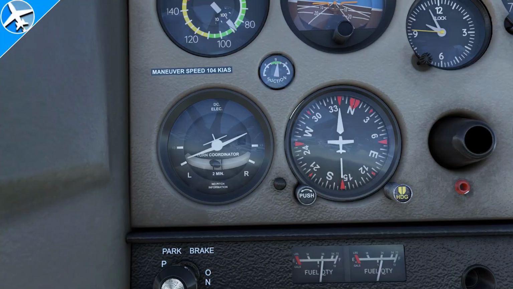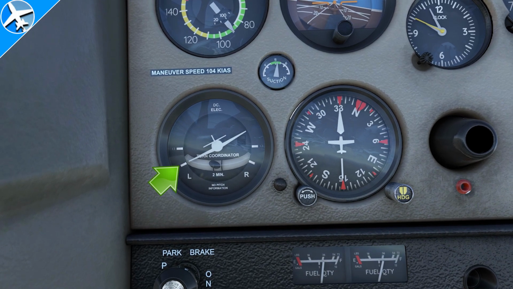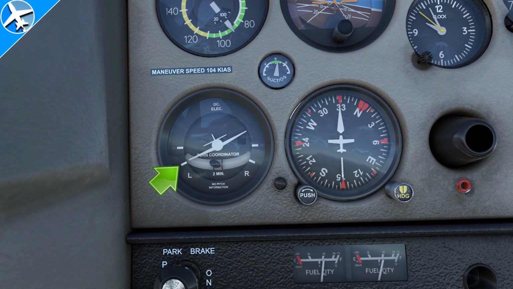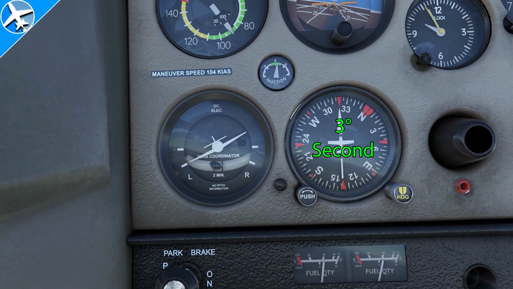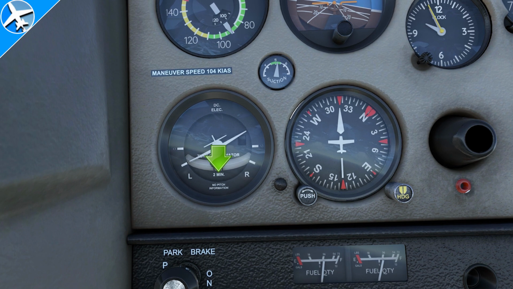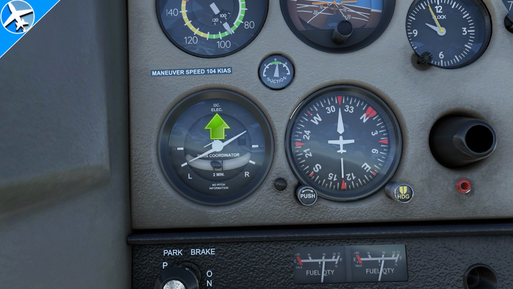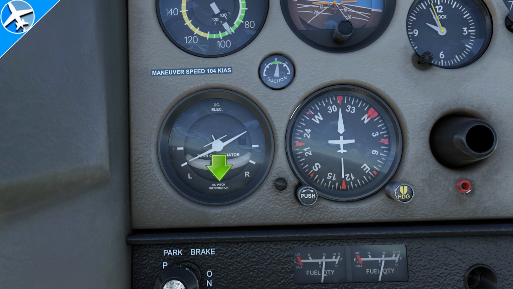As we take a closer look, the standard rate turn is made simply by banking the aircraft until the wingtip on the turn coordinator reaches this mark here, which is the standard rate turn index, giving a heading change of 3 degrees per second. This means it will take 2 minutes at a standard rate to do a 360 degree turn. Other markings indicate this is electrically powered, and if it loses power, this little block will turn red like this. And last of all, this instrument does not give pitch information.